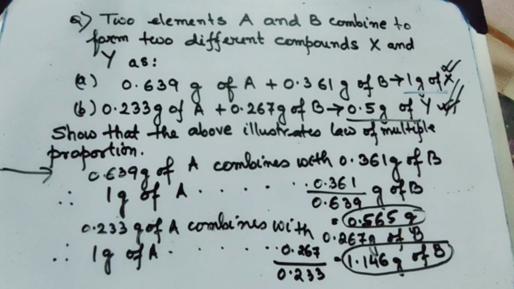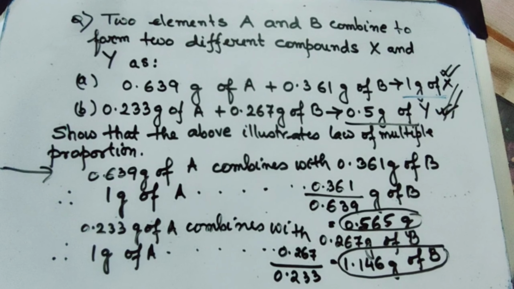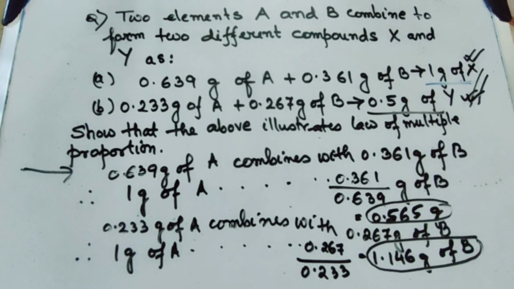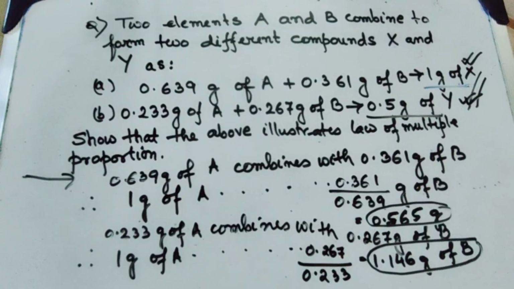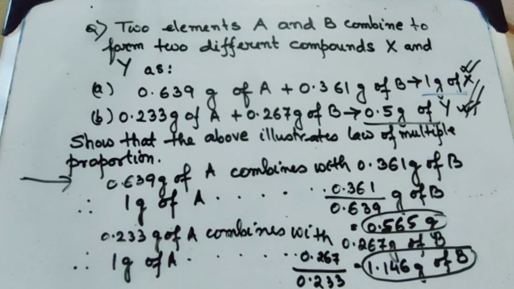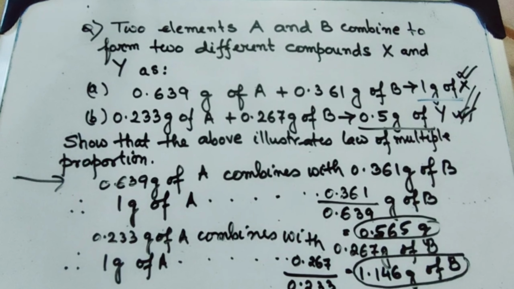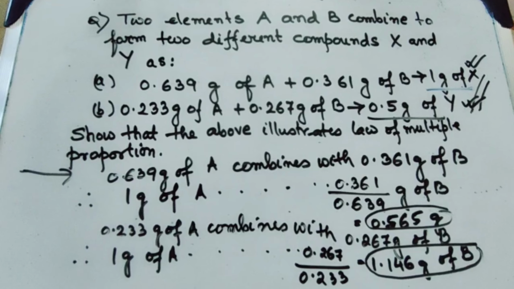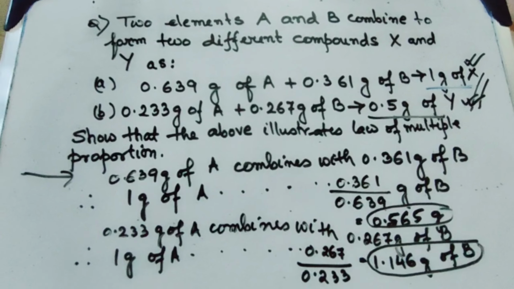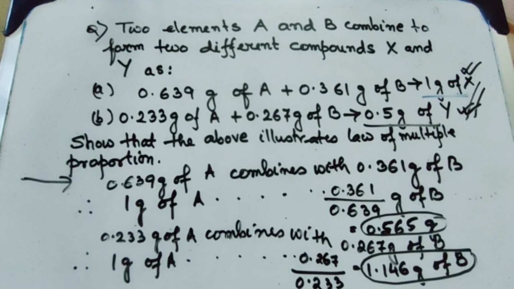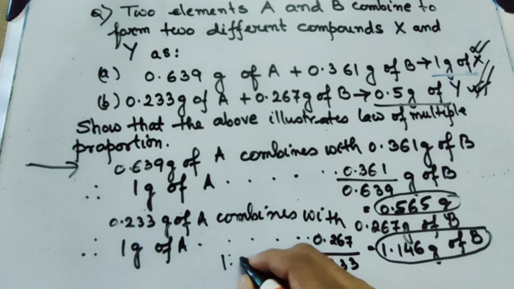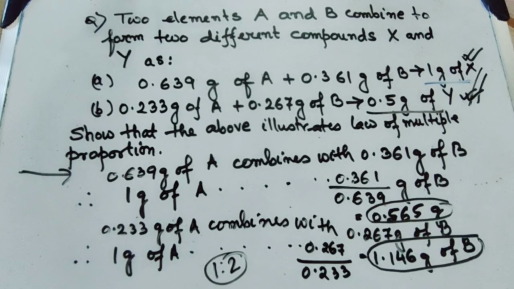The ratio of that we need to find out, because the weights of B that combine with the fixed mass of A, or the fixed weight of A, their ratio is 0.565 is to 1.146. That means we'll find the ratio of these two, and we will see whether it is coming up to be a simple whole number ratio, and I think yes, it comes out to be 1:2. Please check it out for yourself.